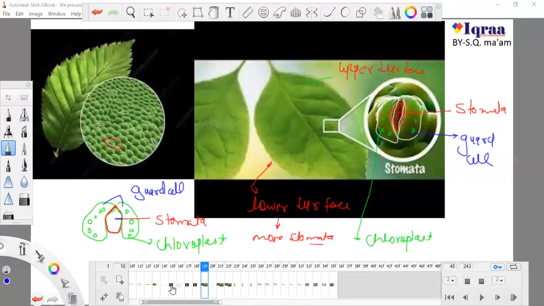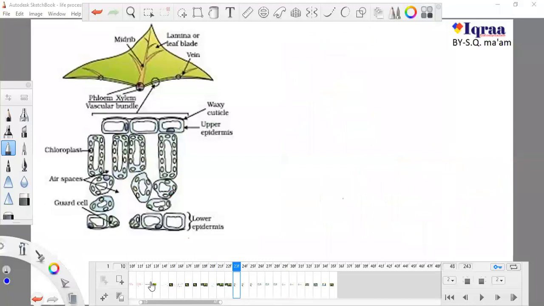Now we are going to learn about this. This is a surface of our leaf. A leaf generally has two surfaces. This is the upper surface of the leaf, and this is the lower surface of the leaf. So what is lamina? The leaf blade is lamina, let me tell you.